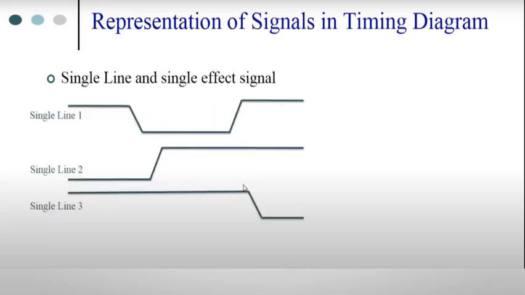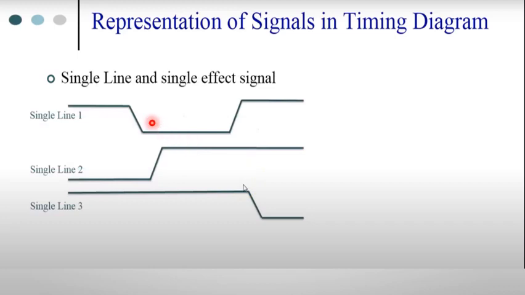Next we will discuss single line single effect signal. I have shown an example for a single line single effect signal here. As we see, line 1 is initially in high state and it goes to low state after quite a while. While line 1 is in high state, you see line 2 is in low state. As soon as line 1 goes to the low state, we can see that line 2 slowly changes from the low state to high state.